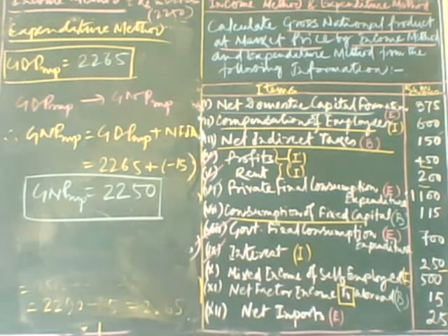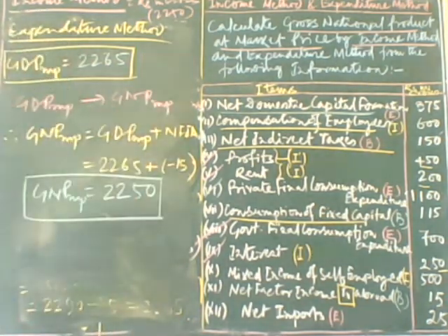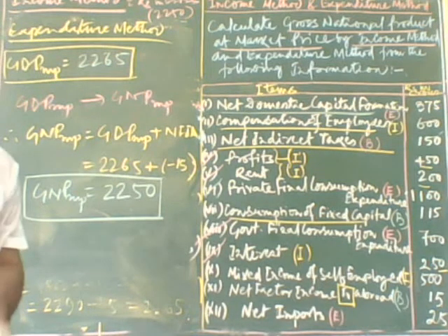by the expenditure method. In a similar way, you already got the value by the income method, GNP market price is equal to 2250. So the result is the same. So you can conclude that the problem is correct. Thank you.